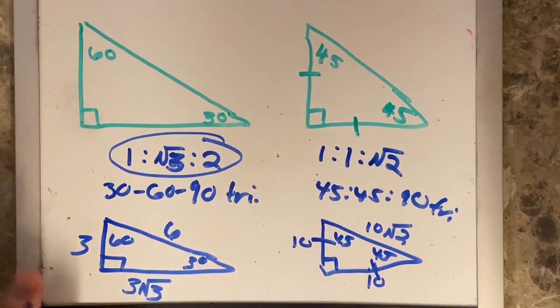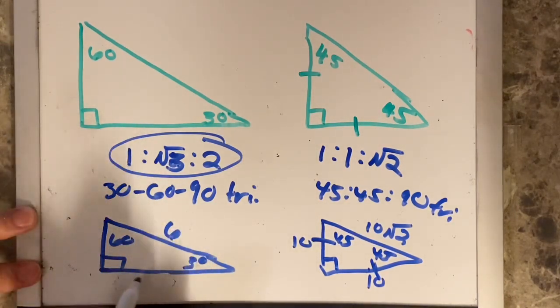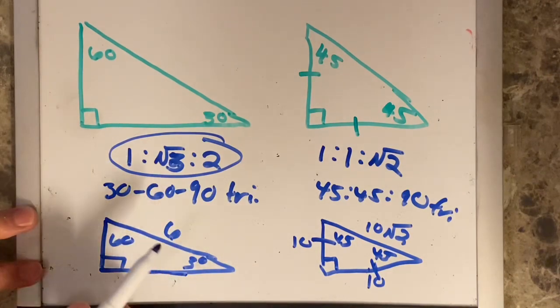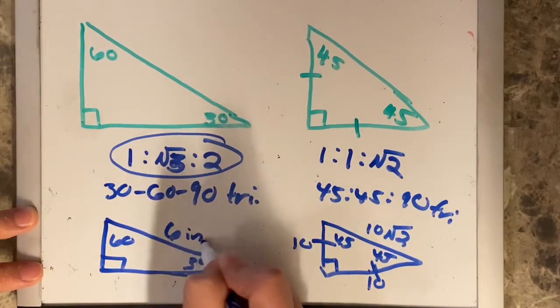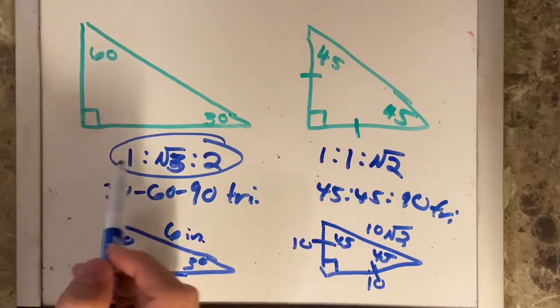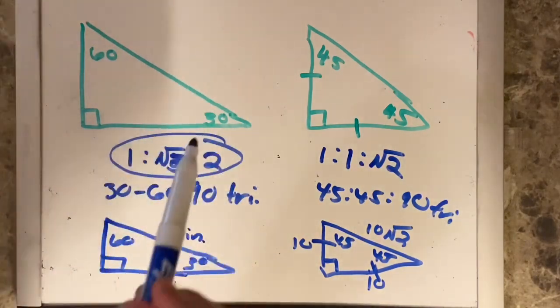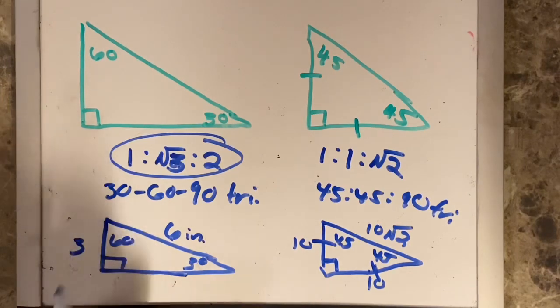So let's say that it is given that these are the angle measures, and we are given that the hypotenuse is 6 inches. Looking at this, I realize that this is a 30, 60, 90 degree triangle. So that means the 1 to square root of 3 to 2 ratio will apply for this triangle. And given that this hypotenuse is 6 inches, that means that this side will be 3.